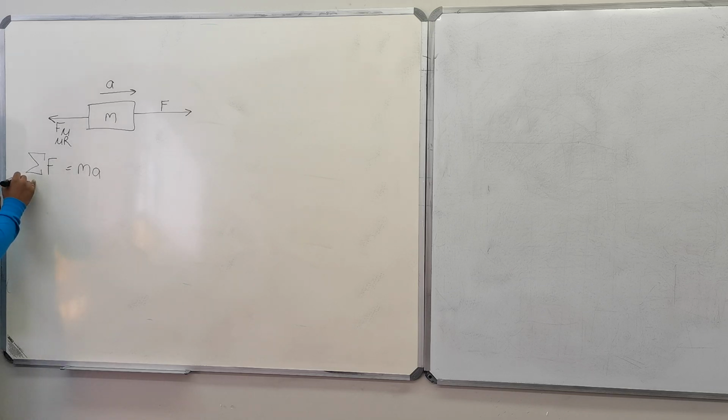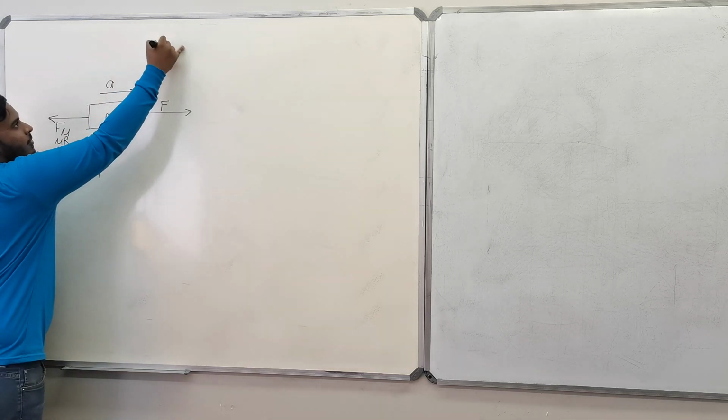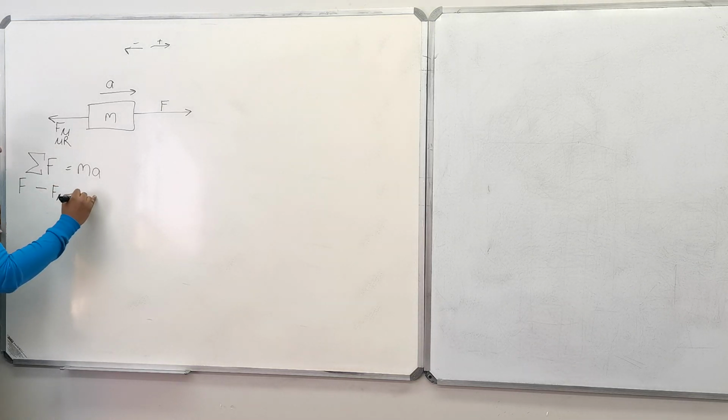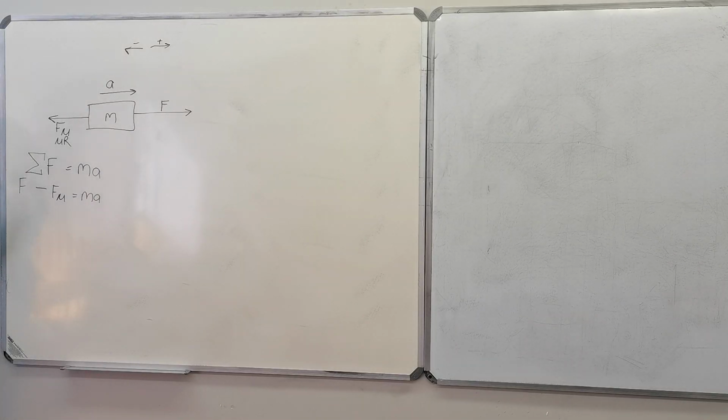Your applied force will be in a positive direction. Your frictional force will be in a negative direction. So when you're writing the sum of the forces, it's going to be your applied force minus your frictional force, which is equal to mass times acceleration. That's on a horizontal plane, just to give you a brief introduction to Newton's second law. You're going to see it more when we're doing examples.